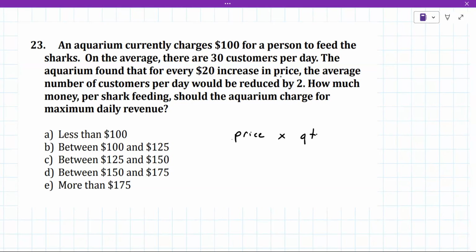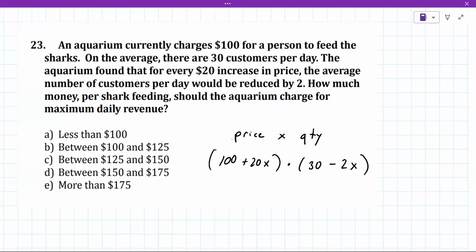So we need a price times a quantity. And in these types of problems, they always give you one that goes up, we don't know which one it is, we can look back at the words, and one that goes down. They're inversely related, okay? So we have to look here. They're increasing the price. So it's $100 normally, but they're doing a $20 times X increase in price. But that means that quantity goes down. Quantity was 30, but it's going down by 2X.